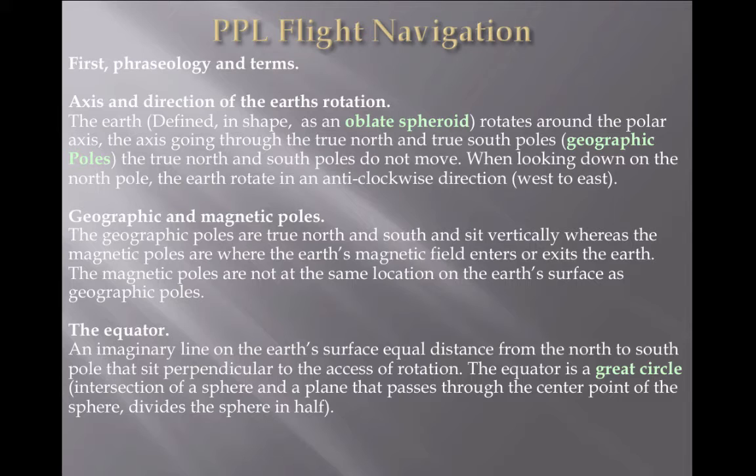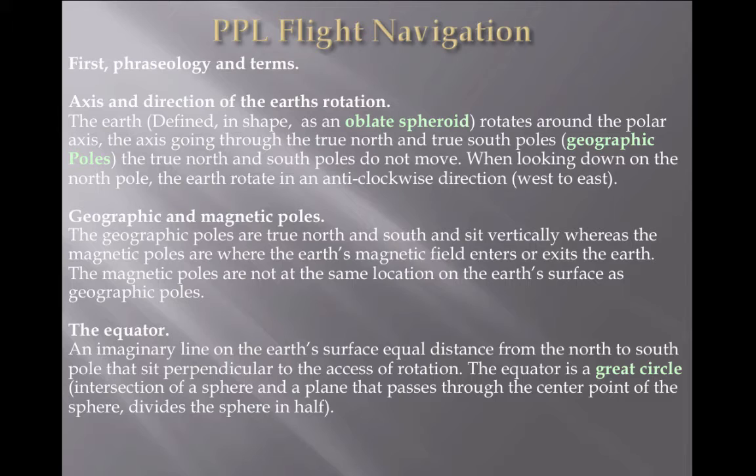The equator is defined as an imaginary line on the Earth's surface equidistant from the north and south pole that sits perpendicular to the axis of rotation. The equator is a great circle, which by definition is an intersection of a sphere and a plane that passes through the center point of the sphere and divides the sphere in half.